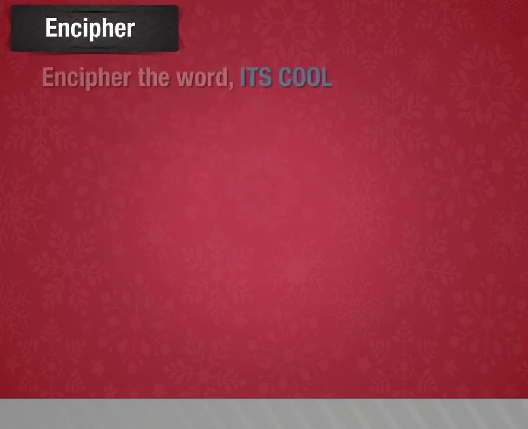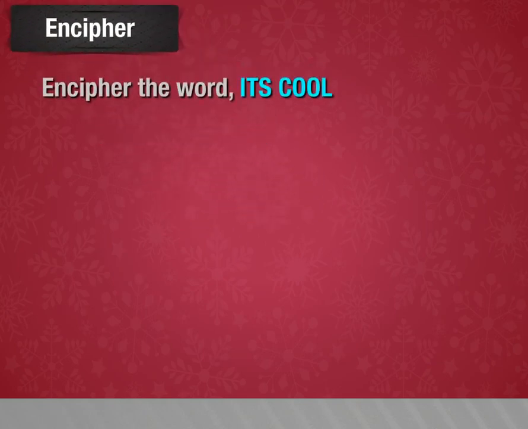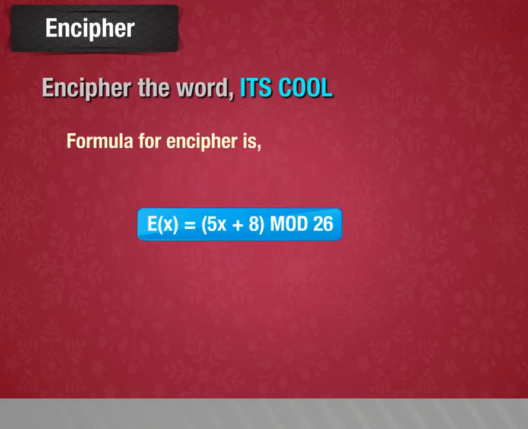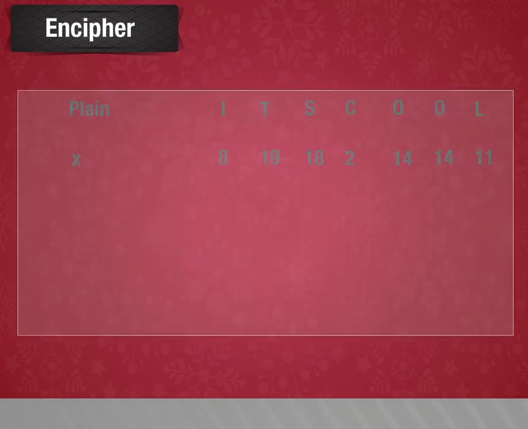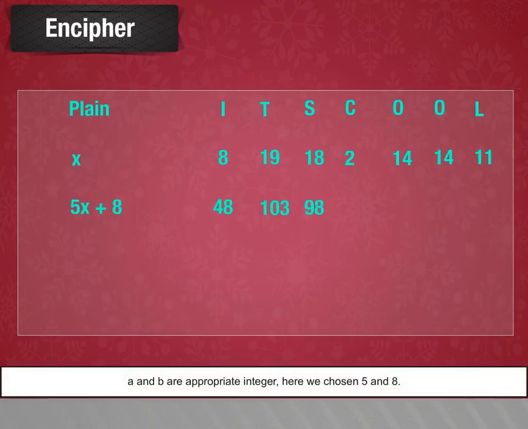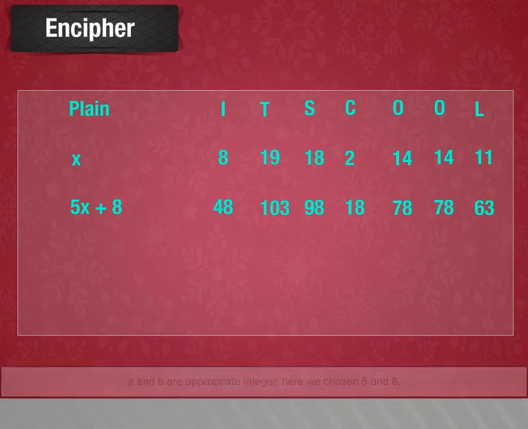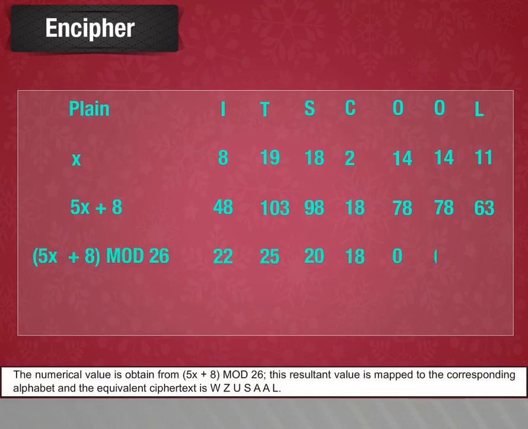Encipher. Consider this example. Encipher the word "it's school." The formula for enciphering is E of x is equal to 5x plus 8 mod 26. A and b are appropriate integers. Here we have chosen 5 and 8. The numerical value is obtained from 5x plus 8 mod 26. This resultant value is mapped to the corresponding alphabet and the equivalent ciphertext is WZUSAAL.